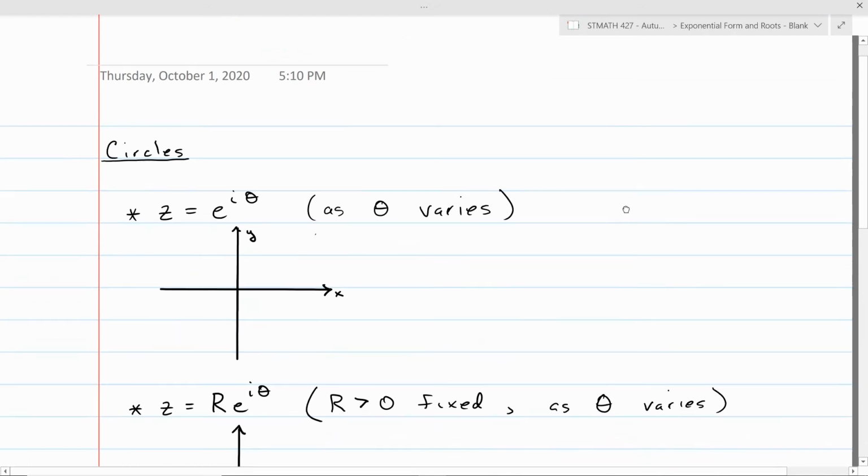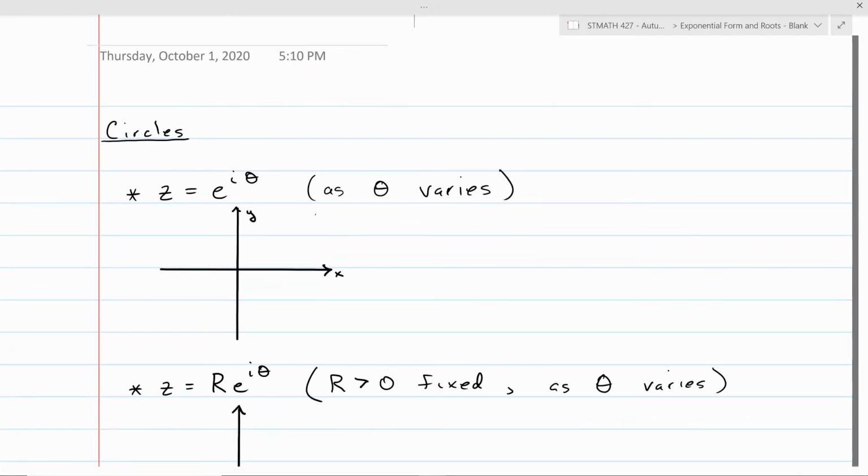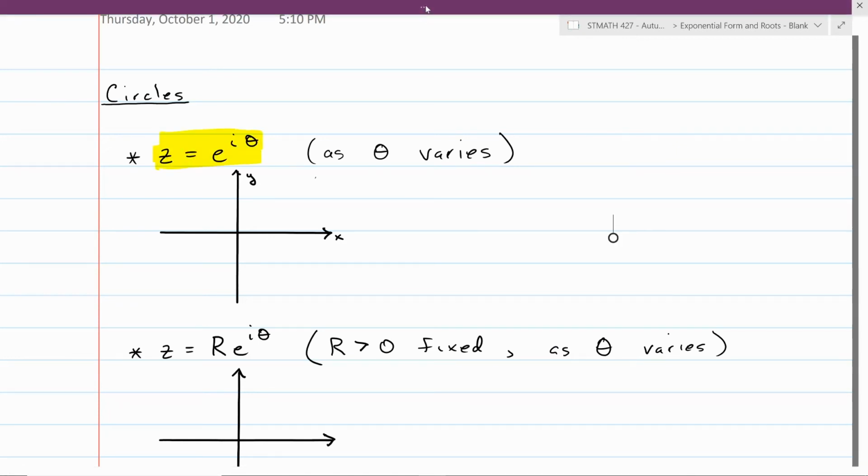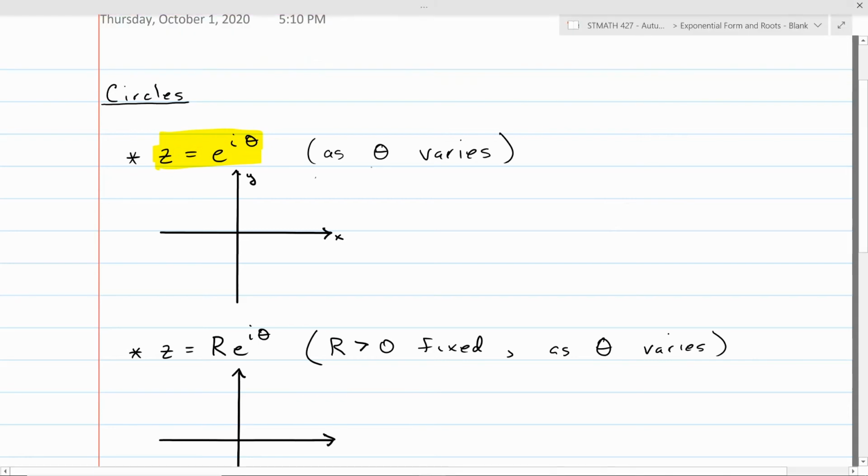One thing we see is that circles have a nice description in terms of exponential form of complex numbers. So first of all, look at the equation z equals e to the i theta, where theta is the variable that changes, the parameter. e to the i theta is just cosine theta plus i sine theta. Or as an ordered pair, it's cosine theta, sine theta. Well, that's exactly the unit circle. That's how we describe the unit circle.